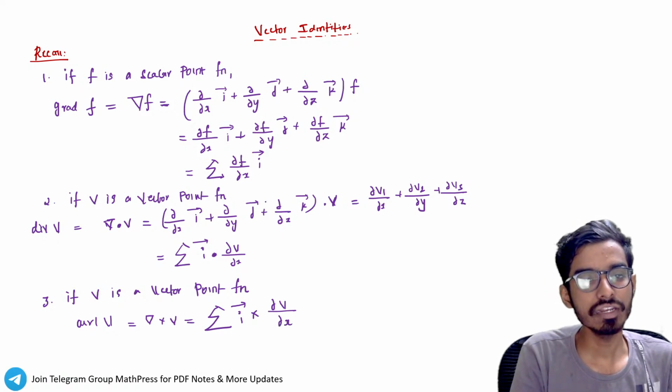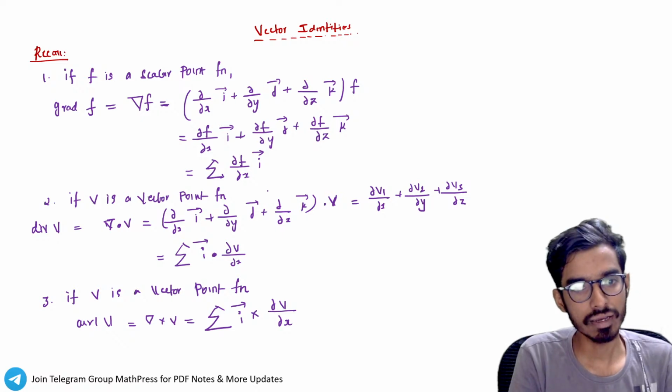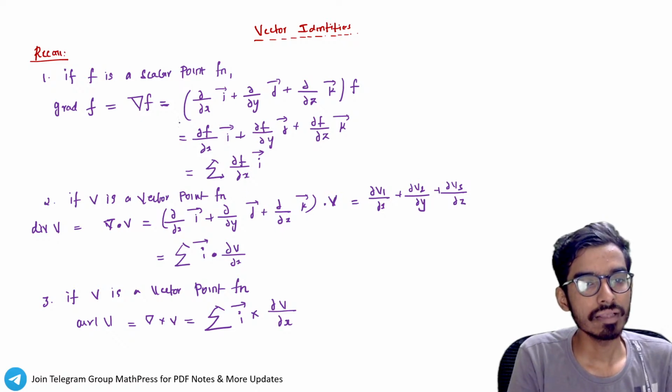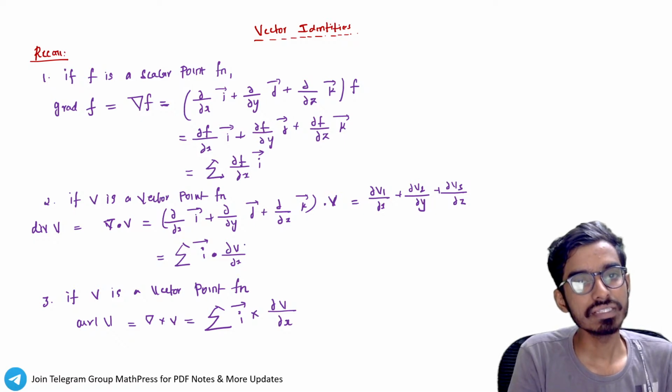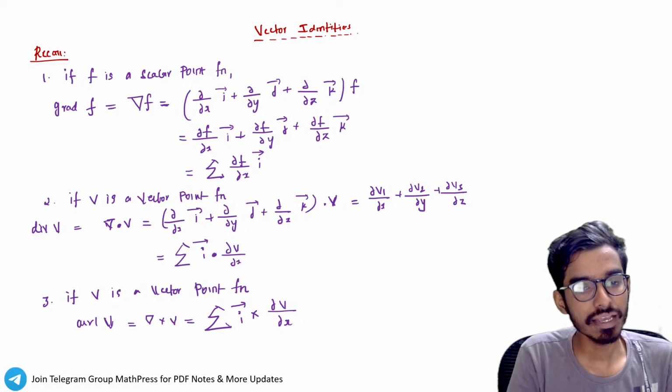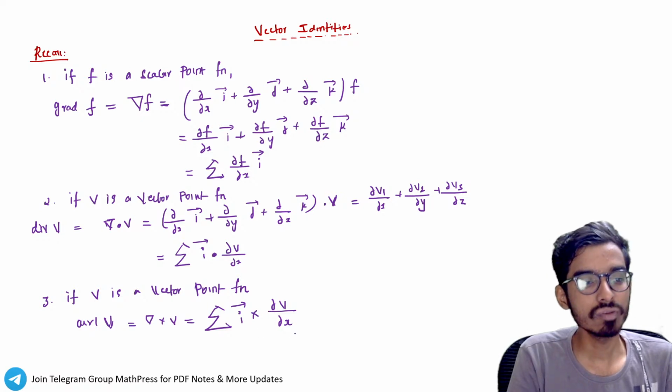So these are the three new things that we have learned now. Grad f can be written like this, divergence of v can be written like this, and the curl of v can be written as summation i cross dou v by dou x. So you have to run this summation: the next term will be j cross dou v by dou y, the next term will be k cross dou v by dou z, right? So these three things are very important.